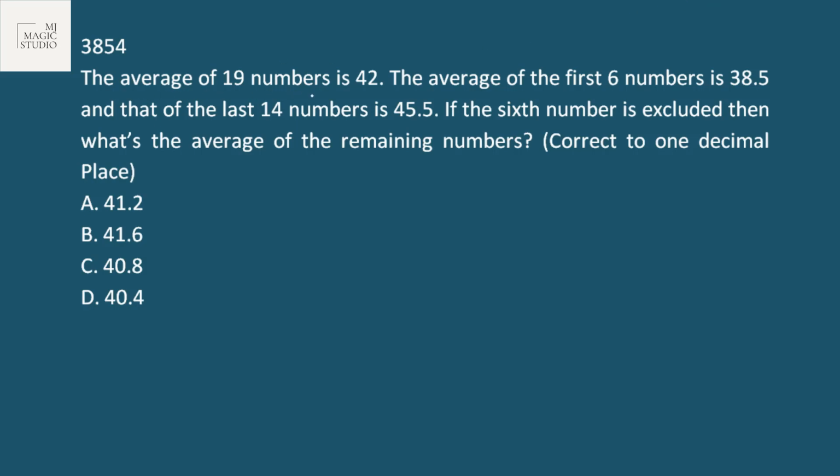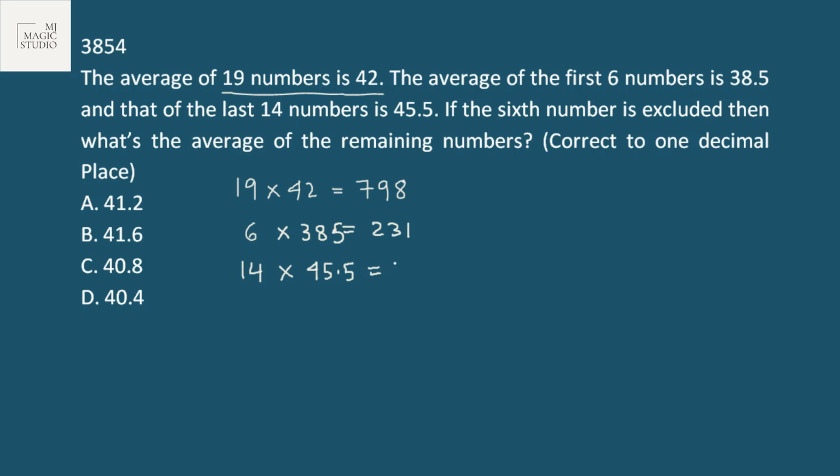The average of 19 numbers is 42. That means the total of these 19 numbers should be 19 into 42, that is 798. The average of the first 6 numbers is 38.5. Out of these 19, the total of the first 6 numbers would be 38.5 into 6, that is 231. And the total of the last 14 numbers is 14 into 45.5, because the average is 45.5. That would give us 637.